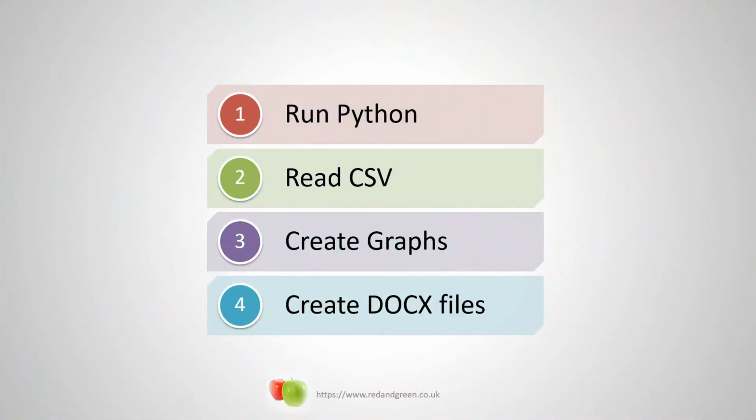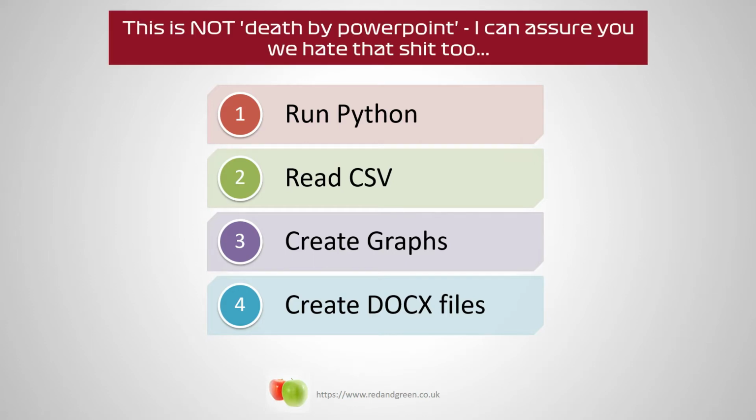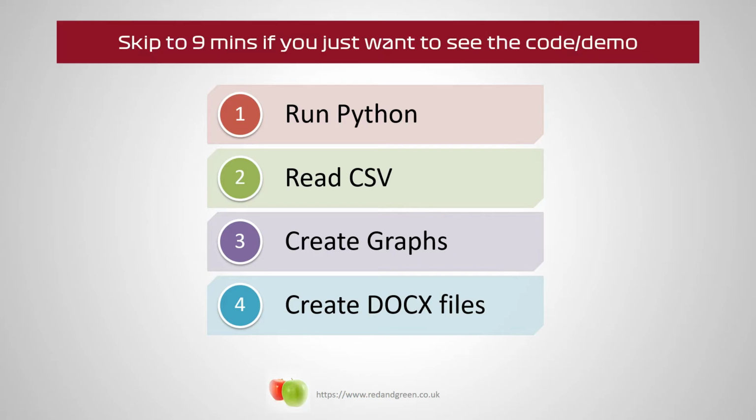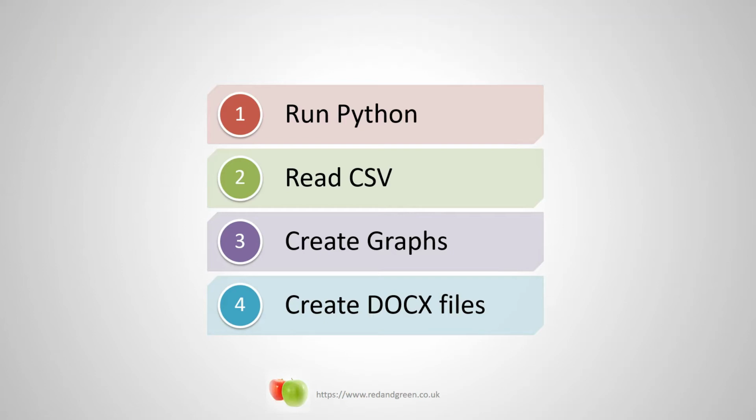Hello. So yeah, thanks for tuning in. What we've got today is some more code. What we're doing is creating DocX files dynamically based on values from a CSV file, and those values are then used to create graphs, which are then converted into images, which are then inserted into the DocX files. So what you get at the end of it is potentially a folder with 300 DocX files with 300 unique graphs in them.